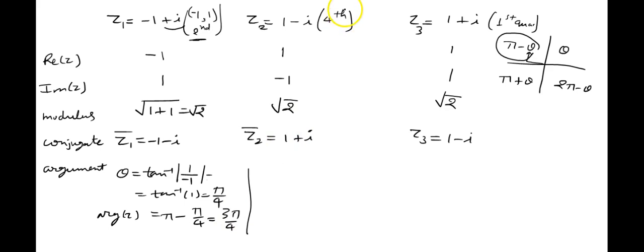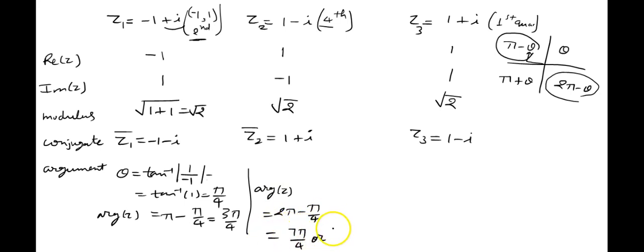If I check for this, it is lying in the fourth quadrant. In the fourth quadrant, the formula is 2 pi minus theta. So for this, the argument of z will be 2 pi minus pi by 4. So my answer is going to be 7 pi by 4. Or if I use the other formula, I can just write minus pi by 4 as well. Theta is coming from here. And over here, this is the first quadrant, so my theta will be the same as the argument of z, and the answer is pi by 4. So this is how we find the real part, imaginary part, modulus, conjugate, and argument.